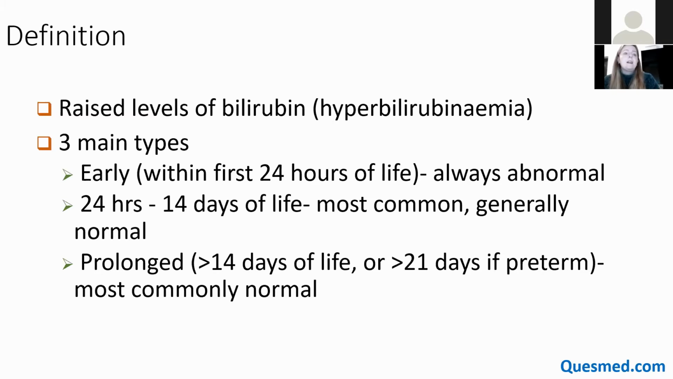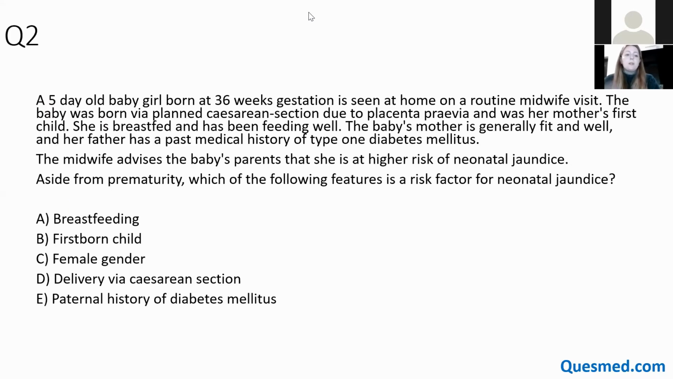However, it can sometimes be abnormal, so it sometimes warrants further investigation. It can also be helpful to categorise, or you'll hear jaundice categorised into whether it's conjugated or unconjugated bilirubin. Again, we'll talk about this in a bit more detail going forward. Okay, but moving on to question 2.